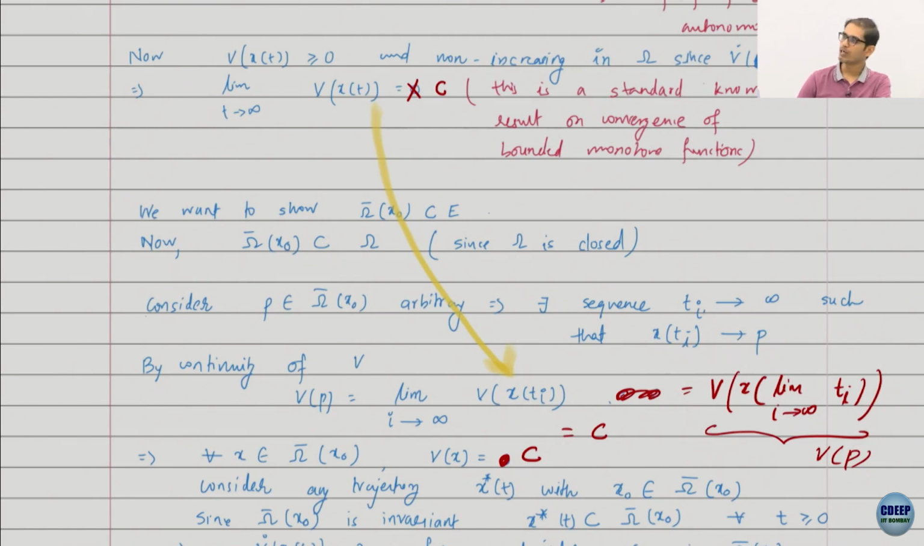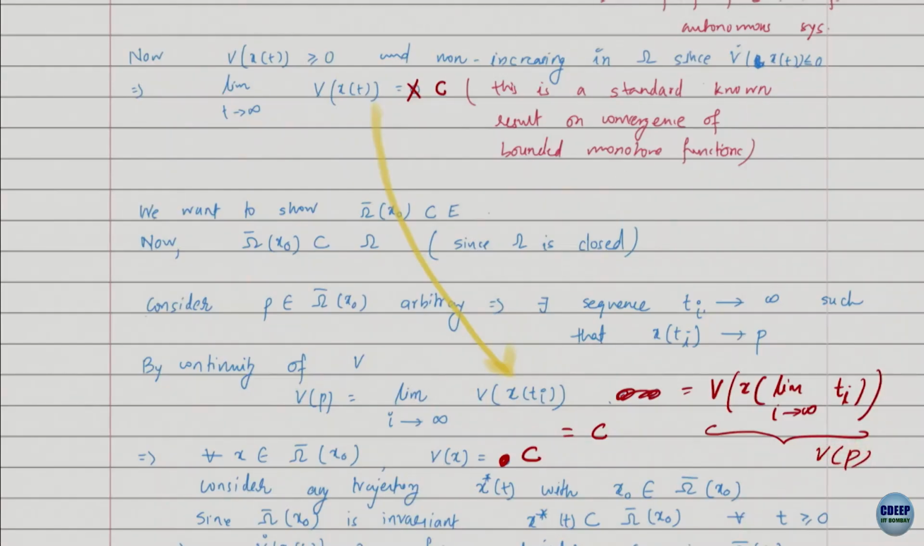Again, for those who understand analysis well enough, this is basically saying that subsequence convergence and sequence convergence become the same in this case. Because this is like saying I have many, many limit points, but all of them map to the same limit point once you put it inside the V function. All of them map to the same point, which is the C. So, this entire set omega bar maps to this same point C.